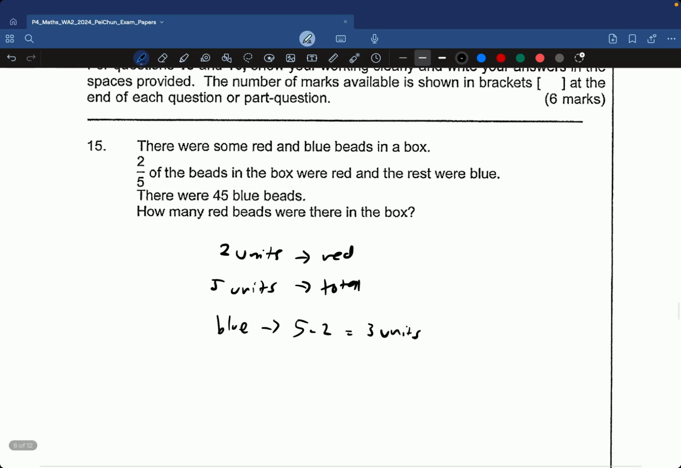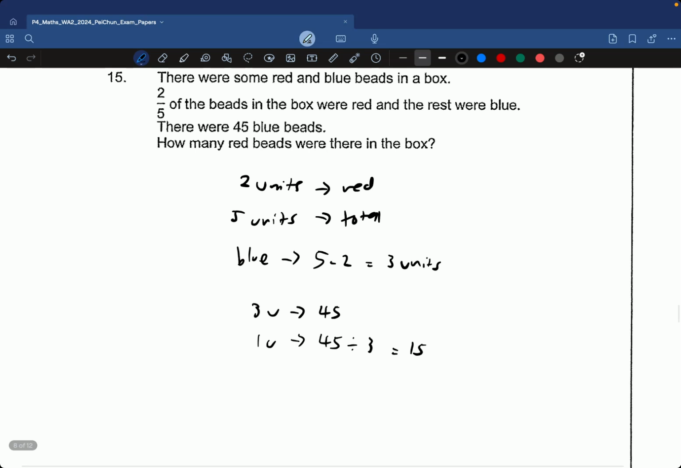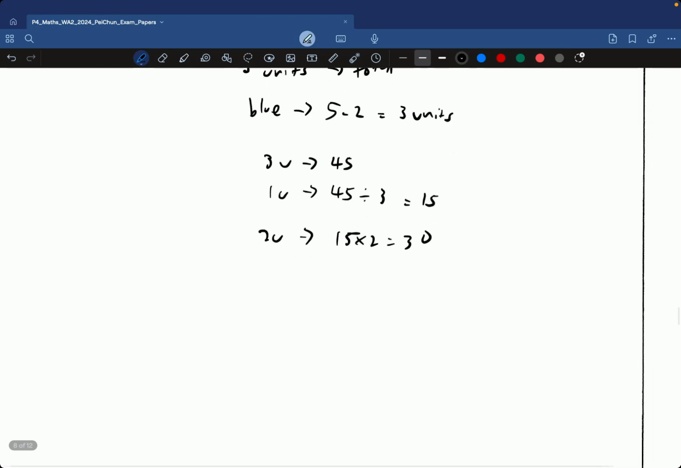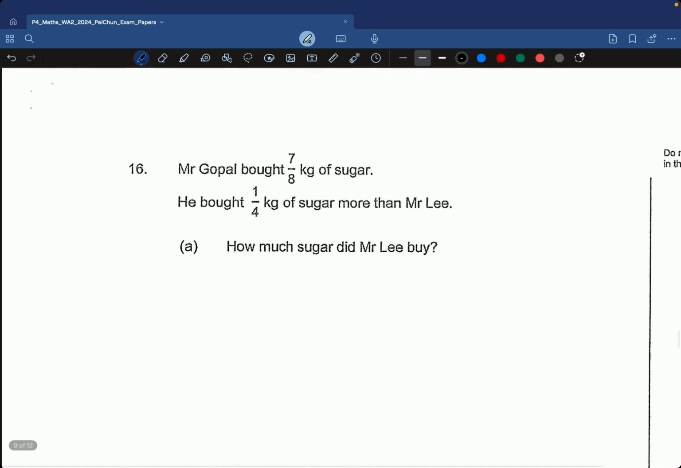So 45 blue beads. So blue is 3 units. 3 units is equal to 45. Then 1 unit is equal to 45 divided by 3. This gives us 15. And since red is 2 units, because we know it here, then what we can do is just 2 units is equal to 15 times 2. And this is equal to 30. So the answer here is 30. Okay. All right, last question.